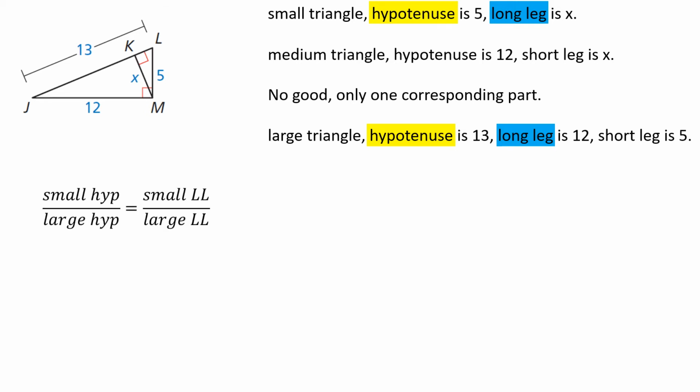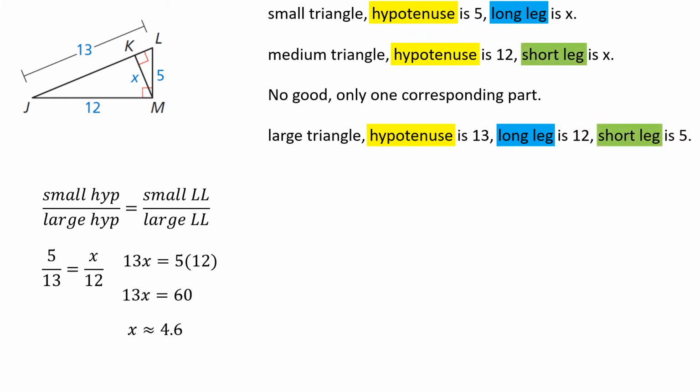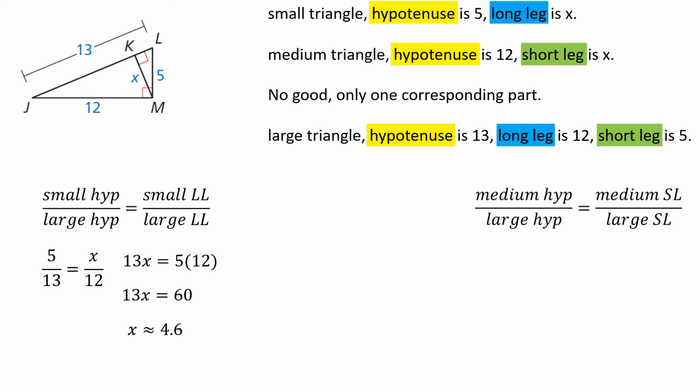Again, set up the proportion. Notice I'll compare the hypotenuse to the hypotenuse and the long leg to the long leg. Cross multiply, divide, and it comes out as a weird decimal. Notice though, I could have used the medium triangle and the large triangle because I know the short leg in each of those, as well as the hypotenuse.